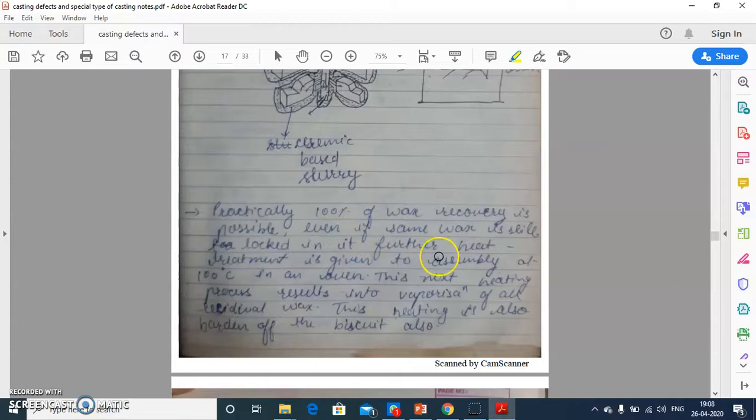Practically 100% of wax recovery is possible, even if some wax is still locked in it. Further heat treatment is given to the assembly at 100 degrees Celsius in an oven. This next heating process results in the vaporization of all residual wax. This heating is also called harden off or biscuit firing.